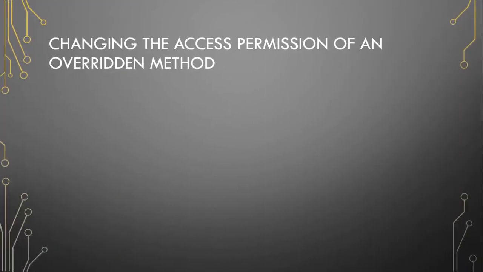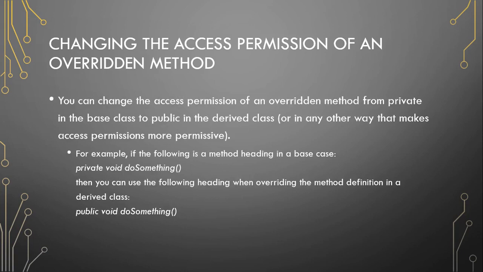All right, let's talk about changing the access permission of an overridden method. You can change the access permission of an overridden method from private in the base class to public in a derived class, or in any other way that makes access permissions more permissive. So, for example, if the following is a method in the base class, private void doSomething, then you can use the following heading when overriding the method definition in the derived class: public void doSomething. So in the derived class, you're allowed to change it from private to public.